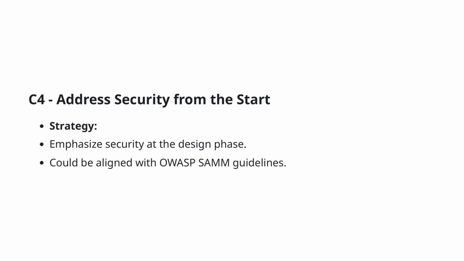In this section, we focus on the importance of addressing security concerns from the very beginning of the development process. This proactive approach involves integrating security measures during the design phase itself, ensuring that potential vulnerabilities are mitigated early on. Aligning your security strategy with established frameworks, such as the OWASP SAMM guidelines, can provide a structured pathway to establishing robust security practices. By embedding security into the core design, we aim to not only prevent potential issues, but also streamline the development process by reducing the need for extensive revisions and patches later on.